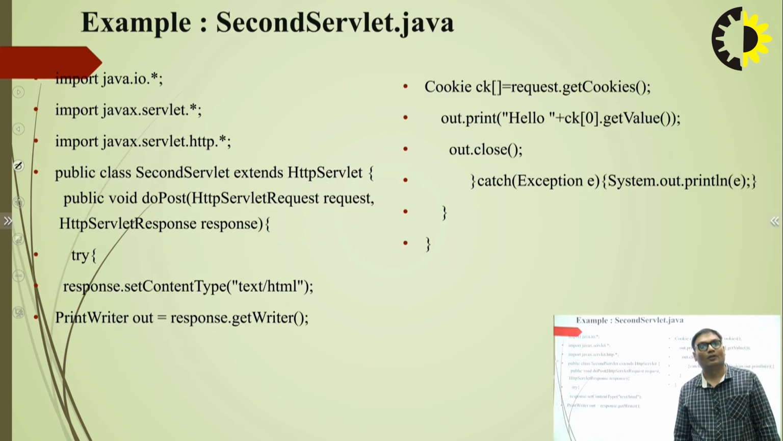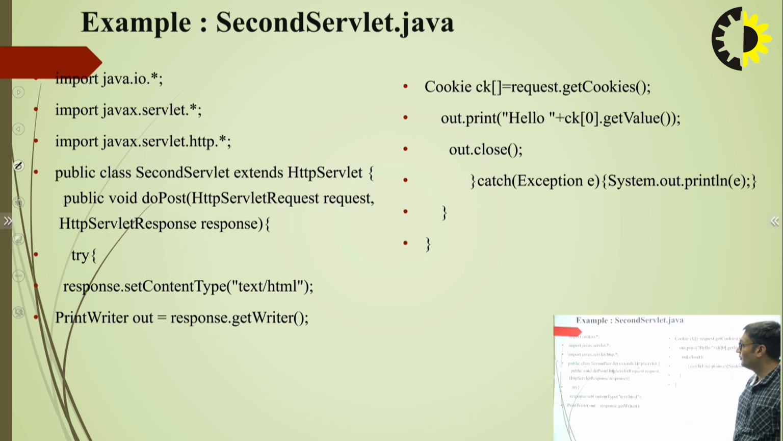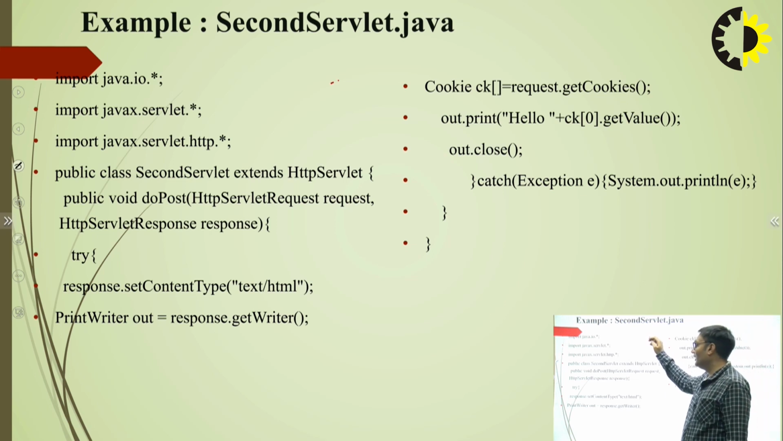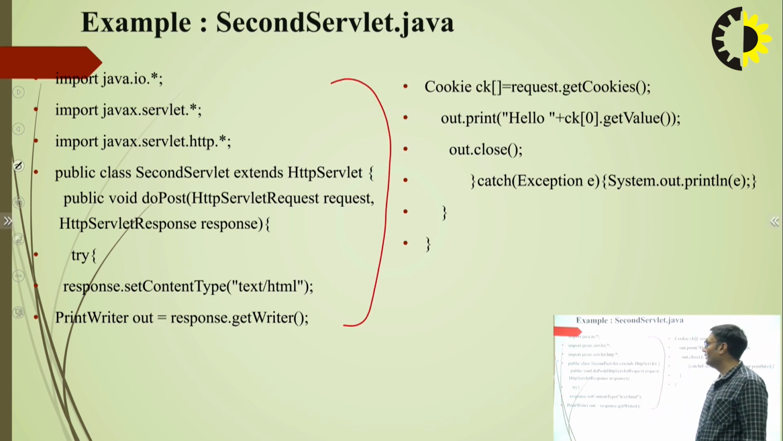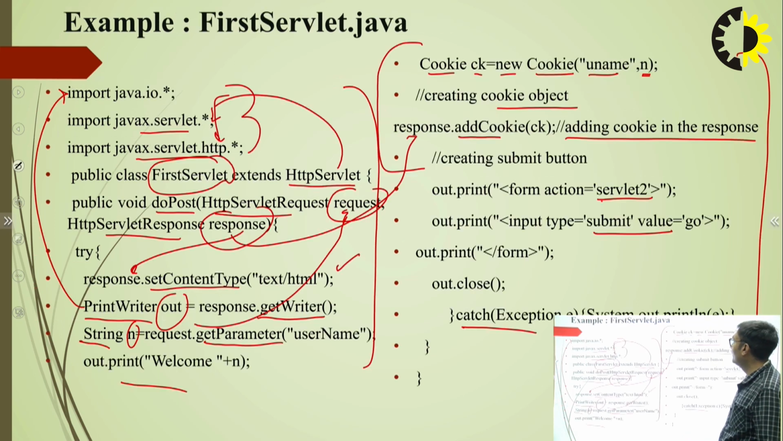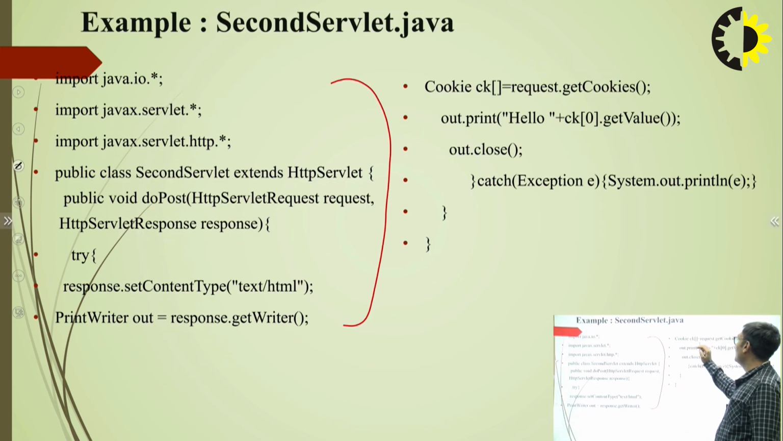Now, what is the second servlet program? This program is the same as we have done in the last program. Now, we are accessing the value of the cookie.